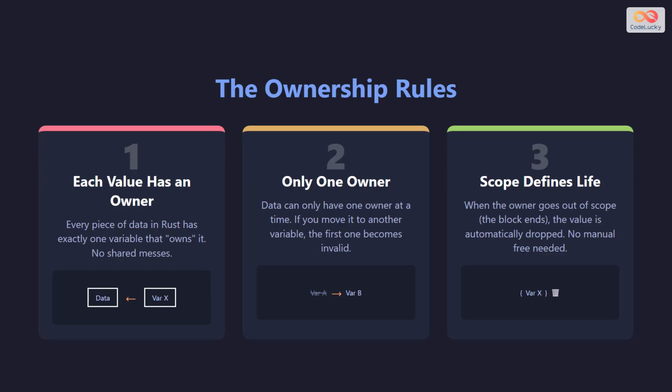How does Rust do this magic? Through a system called ownership. It has three main rules. 1. Each value has an owner variable. 2. There can only be one owner at a time. You cannot have two variables owning the same data. And 3. When the owner goes out of scope, the data is automatically dropped. Rust inserts the cleanup code for you, exactly where it needs to be, so you can never forget.